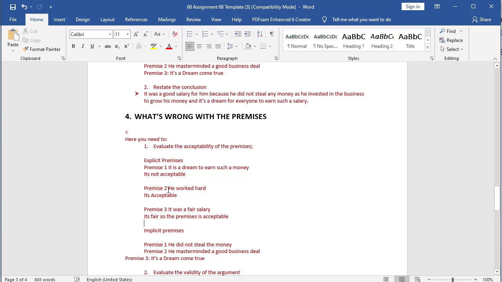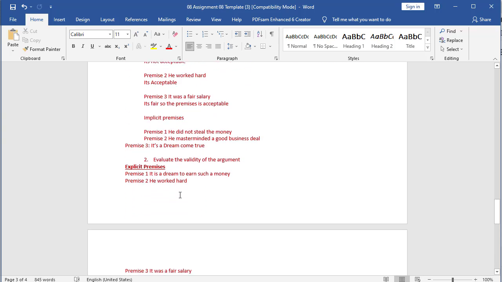So basically, you are going to check the premises. What is wrong with the premises? Is it acceptable? Is it not acceptable? That's how we are going to do it.